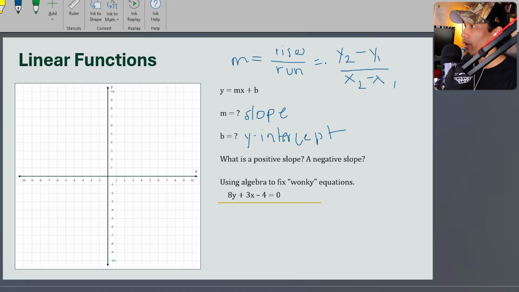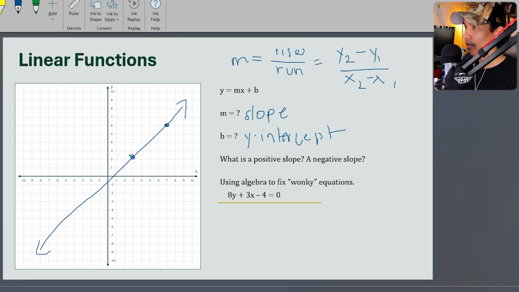But this is what I want you to know. I want you to know this equation, y2 minus y1 over x2 minus x1. And slope is the change of y over the change of x. So let's go ahead and demonstrate right now. Let's say I pick this point right here. It doesn't matter. I pick this point and I pick this point.